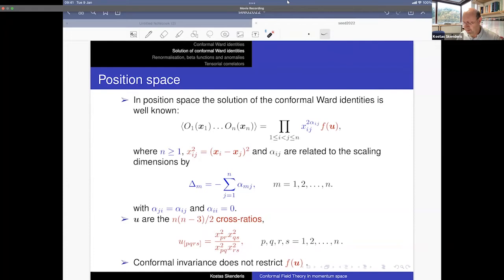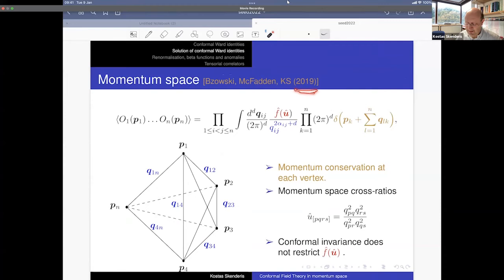So this means that if you add to this expression here any function of these cross ratios, that will have all the right transformation properties and solves all the conformal Ward identities. So that's the solution of the conformal Ward identities in position space. Now, in momentum space, the same expression was only worked out 3 years ago in this paper. And this is the solution.